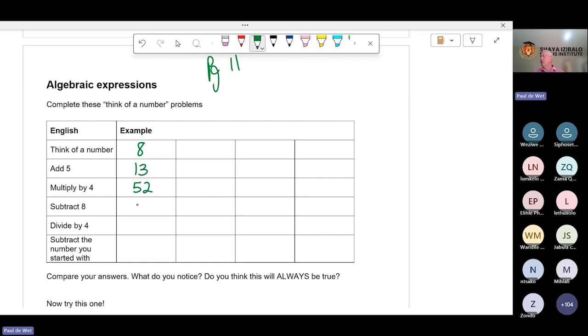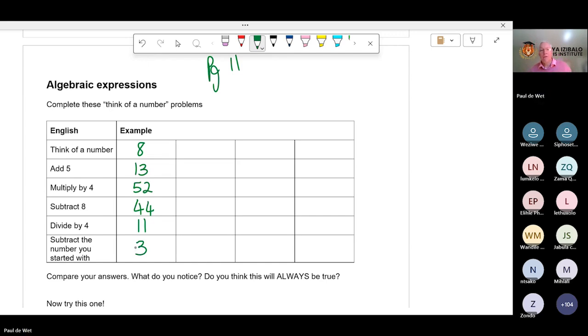Oguhle, subtract 8 from 52. Thank you, Oguhle. 44. I'm seeing other people giving that answer. Divide by 4. That's hopefully easy. Okay, 11. And subtract the number you started with. Okay, so subtract the number you started with, you get 3.